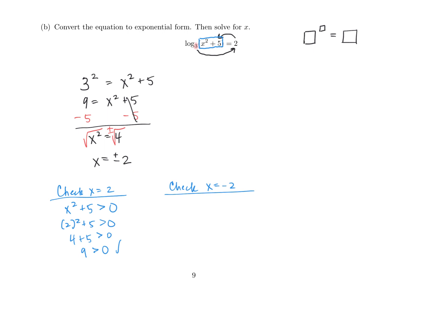If I plug in -2, we have the same thing. X squared plus 5 has to be greater than 0. If I plug in -2, -2 squared is a +4, and then we get the same thing, 9. We already know that 9 is greater than 0. So -2 also checks. In this case, both of our solutions check. So x equals 2 or -2.